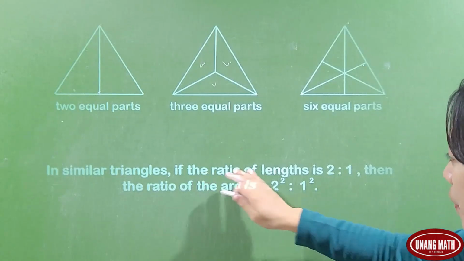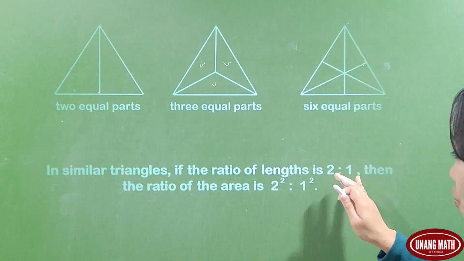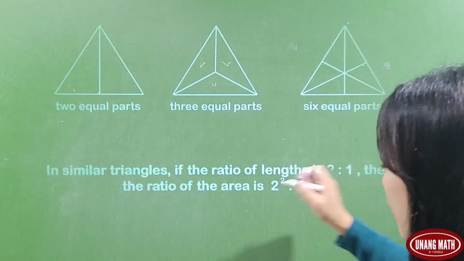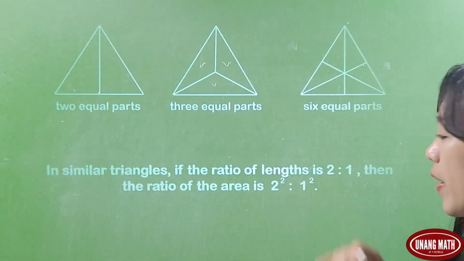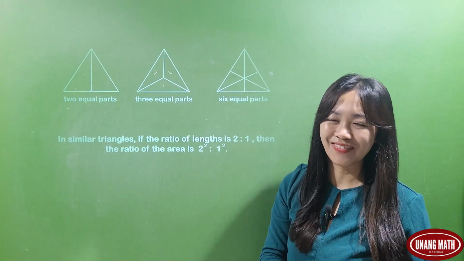Again, if the ratio of the length is 2:1, then the ratio of the area is also 2 squared is to 1 squared.